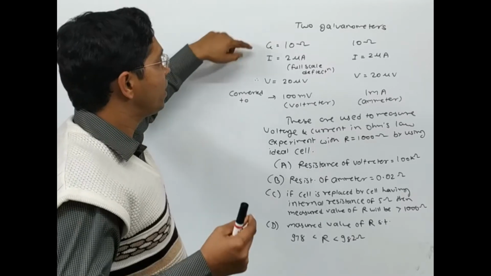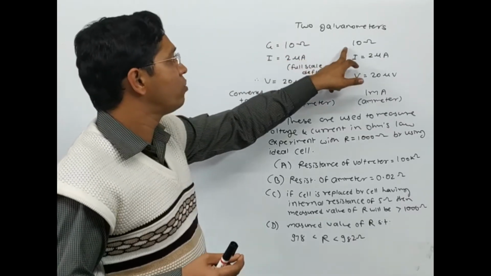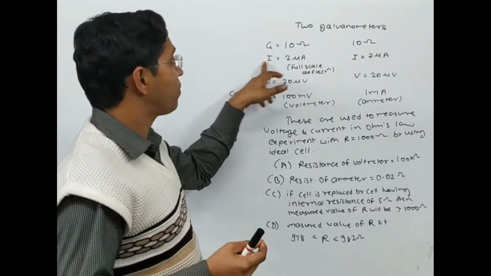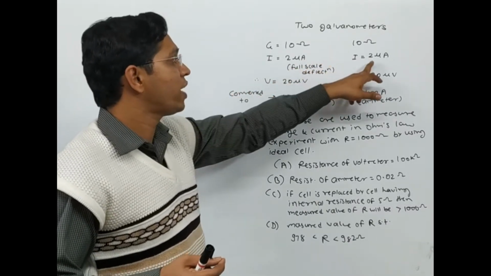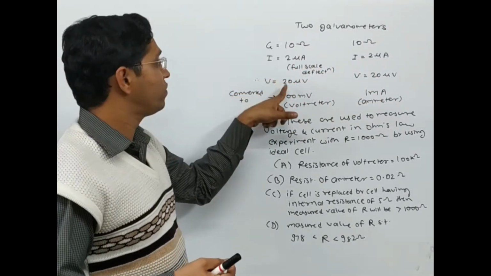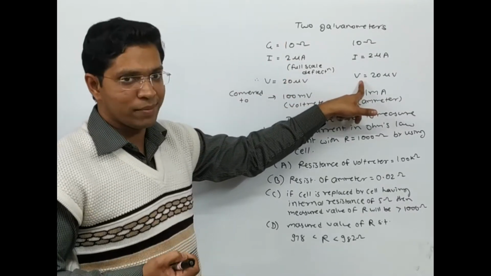Here two identical galvanometers are given, and the resistance of both galvanometers is 10 ohm. The maximum current measuring capacity of both galvanometers is 2 microampere. So naturally the maximum voltage measuring capacity of them will be 2 into 10, so it will be 20 microvolt for both of them.